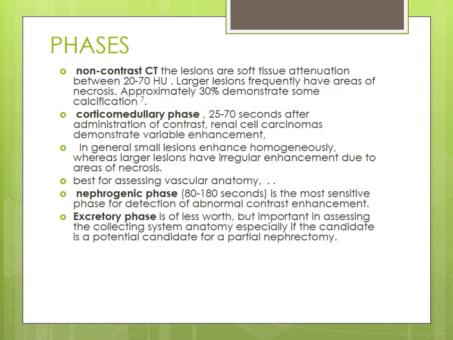The second phase is the nephrogenic phase or the portovenous phase. It is 80 to 180 seconds after the contrast administration, and it is the most sensitive phase for detection of abnormal contrast enhancement. The arterial phase shows the best contrast enhancement. Whenever there is abnormal contrast enhancement, we do it in the nephrogenic or the portovenous phase. The last phase is the excretory phase, or the washout or delayed phase, as we know. It is of less value, but it is important in assessing collecting system anatomy, especially if the patient is a candidate for partial nephrectomy. We can assess if the tumor is invading into the collecting system. So the washout, delayed or excretory phase may help us to find that.